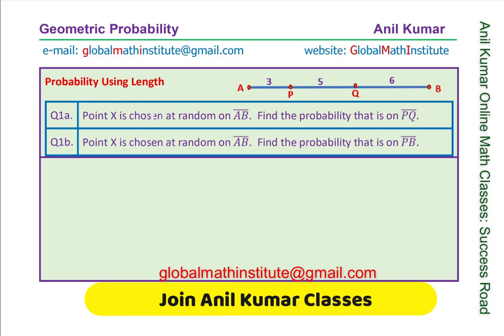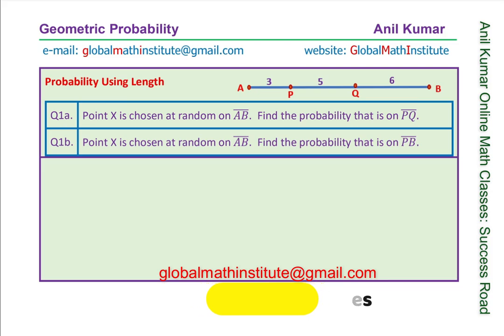Point X is chosen at random on AB. So that's the segment AB. Find the probability that it is on PQ. That is one. And second is find the probability that it is on PB. So that's the first question for you.